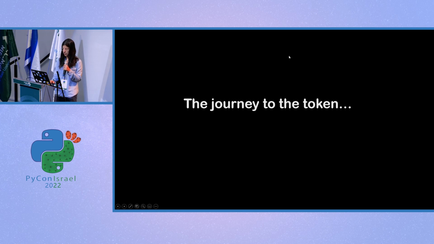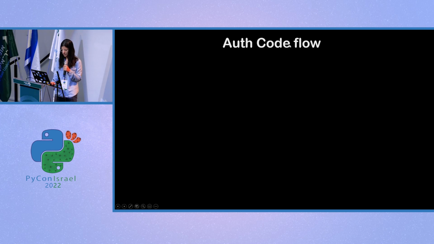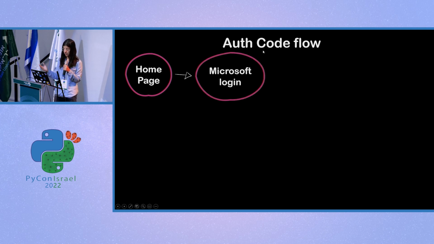Let's start. So everything here starts and ends with a token. So let's see how we get this token first. So we are talking now about the OAuth code flow. And this flow starts when the user goes to the app homepage. So the app redirects the user from the home page to the Microsoft login page.